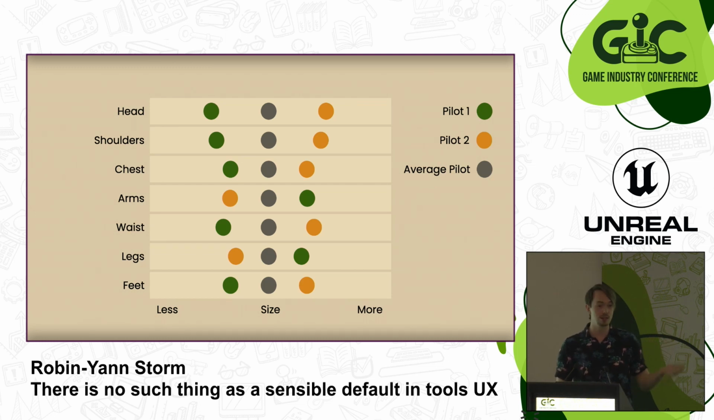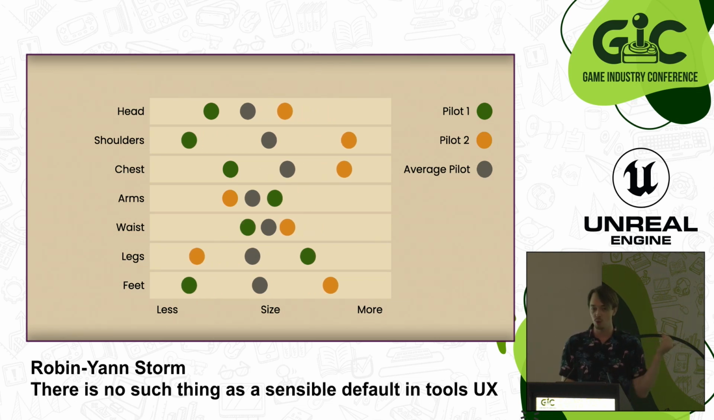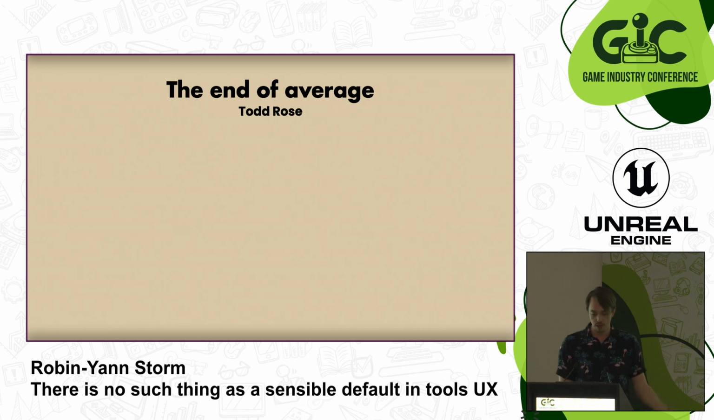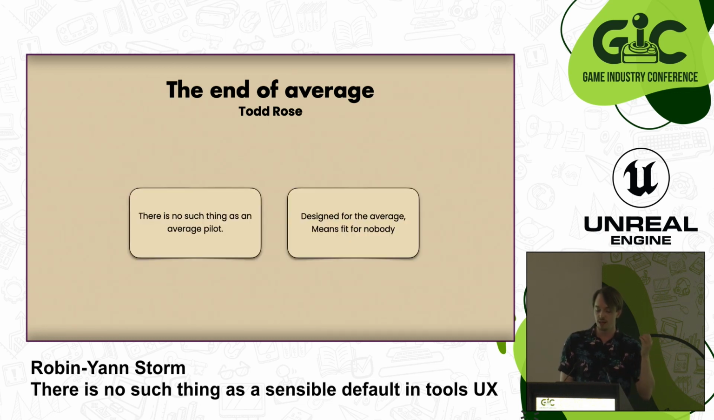And you might say, well, this is a very nicely, perfectly mirrored graph. Of course, that's going to be difficult, but it doesn't matter how we calculate this. No matter what the measurements are, that average is not going to work out. One pilot's going to be uncomfortable, and the other pilot is going to be uncomfortable. So the thing that they learned was there's no such thing as an average pilot, and designing for the average means fit for nobody. So what was the actual solution?